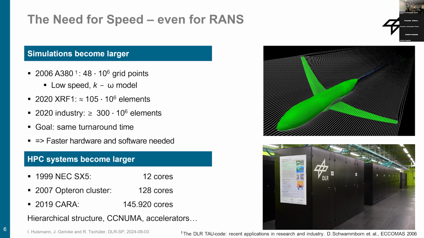For the hardware part, there's progress here. Going back a few decades, in 1999, the largest TLR cluster had 12 cores. Then hopping forward to the next cluster in 2007, that had Opterons in there, 128 cores. And then going to one of the two current clusters called CARA, stationed in Dresden, that has 146,000 cores, including a hierarchical structure: network, multiple nodes, 2 sockets per node, ccNUMA on the node, and accelerator cards. So we had quite some progress there, going from very simple to now very intricate designs.